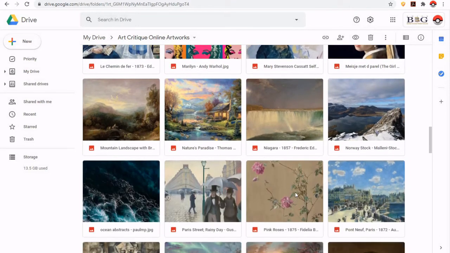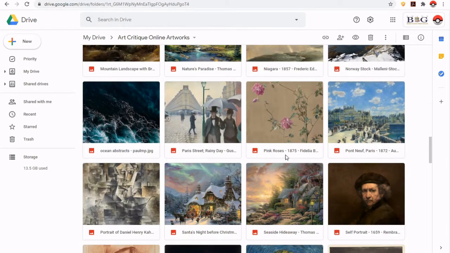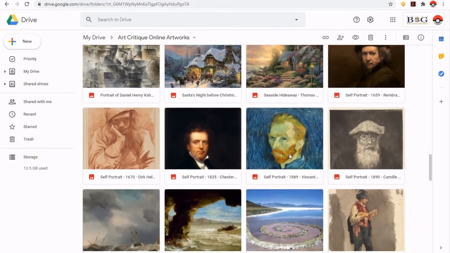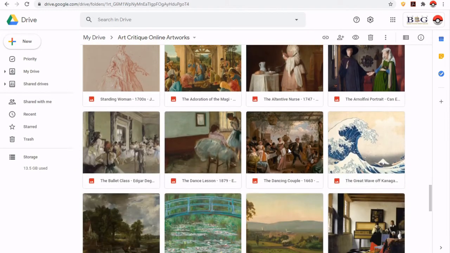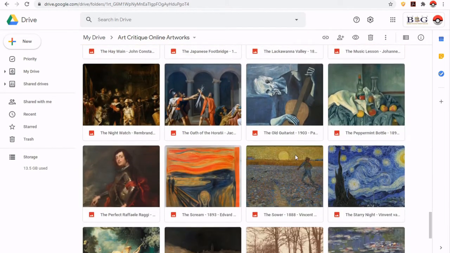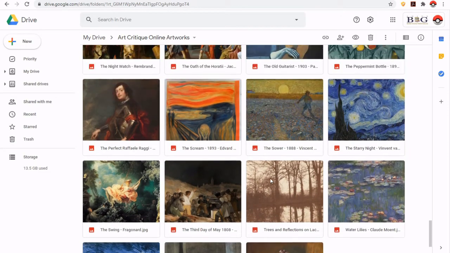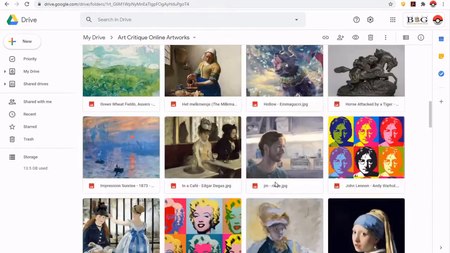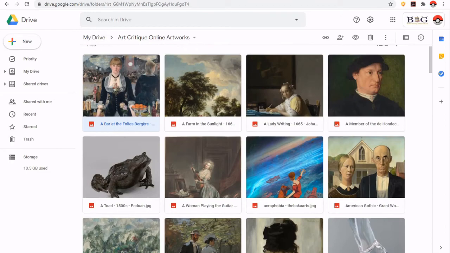Your goal for today, and this is an assignment that I really want you to think about: I want you to look through all of these artworks. Just go through with a quick glance and see which one of these artworks you really like, that stands out to you. And I want you to answer these questions.